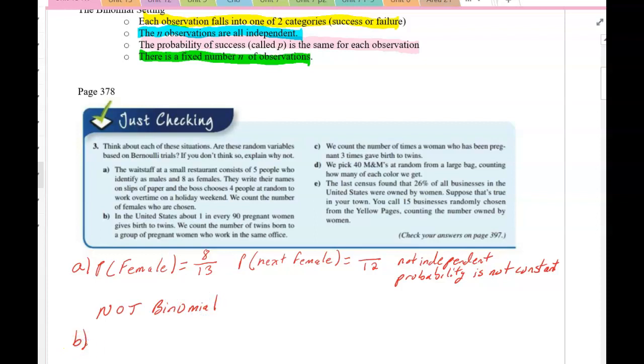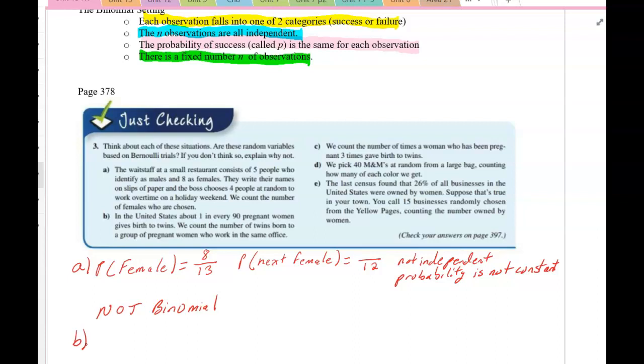Let's take a look at letter B. In the United States, about 1 in every 90 pregnant women gives birth to twins. We count the number of twins born to a group of pregnant women who work in the same office. So there are two categories. They either give birth to twins or not. We'll have to assume that in the office, the woman who gives birth does not influence the next person who gives birth, whether they're twins or not. So we'll have to assume that they're independent.